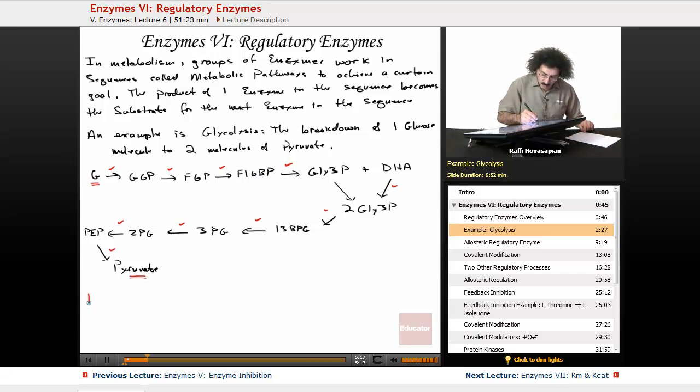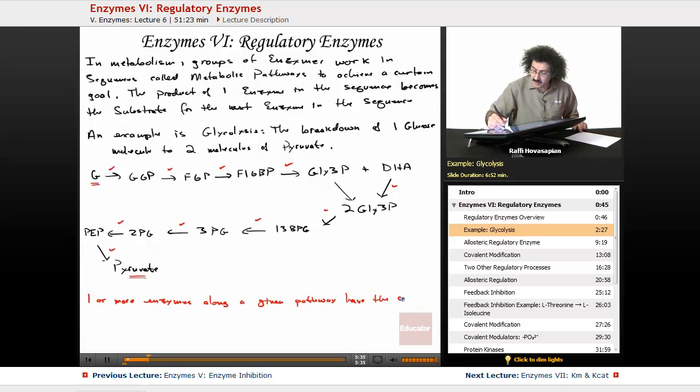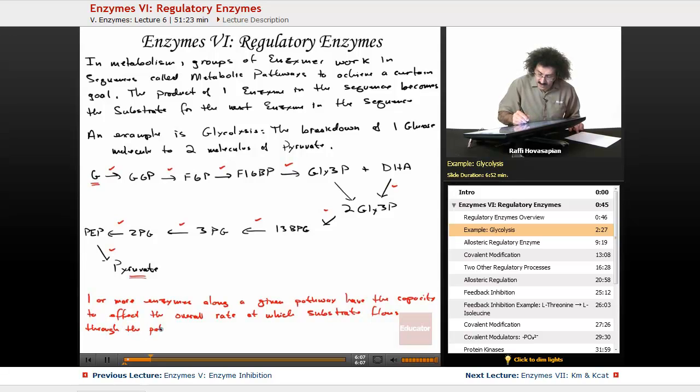Okay, so one or more enzymes along a given pathway have the capacity to affect the overall rate at which substrate flows through the pathway, by increasing or decreasing catalytic activity.